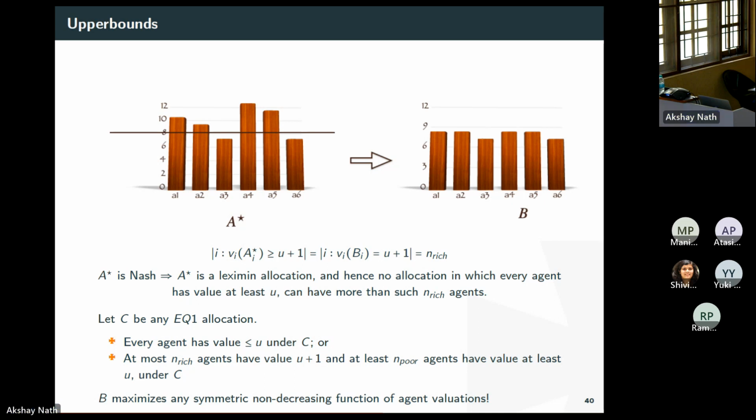You can generalize this beyond binary additive to binary submodular rank functions as well. Yeah, I think the upper bounds hold for binary submodular as well. So the majorizing argument, right.